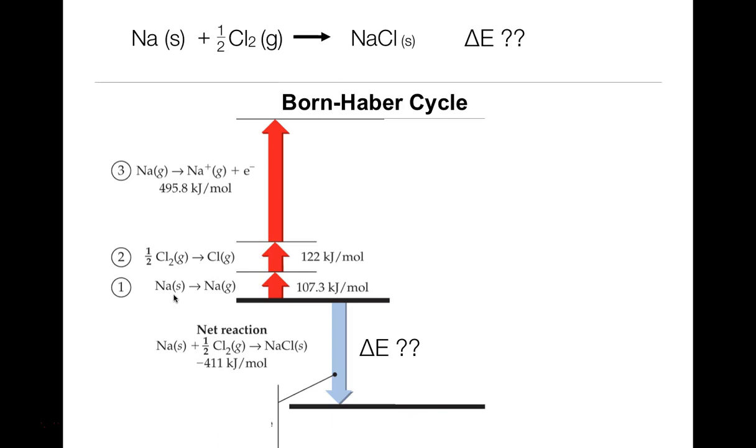Step 3. We can see now we have the process of removing an electron from the atomic sodium gas, and turning it into a cationic gas and an electron. 495.8 kilojoules of energy is put into the 1 mole of gaseous sodium atoms, and this forms 1 mole of gaseous sodium cations. This is going to be equal to the first ionization energy of sodium, something that we talked about in Chapter 7.